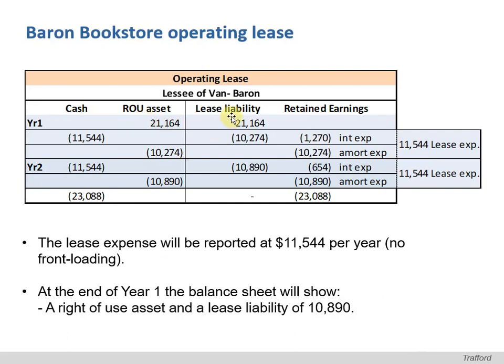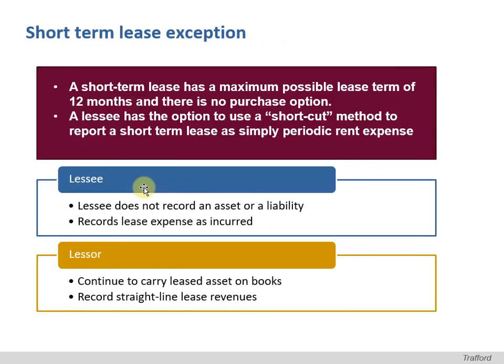At the end of year 1 for Barron Bookstore, the right-of-use asset would be $10,890. It'd be the $21,164 minus the $10,274, and the lease liability would be that same amount. At the end of year 2, of course, both the asset and the lease liability are 0. All right, well, that was an example that I hope helped explain the accounting for finance leases and operating leases.